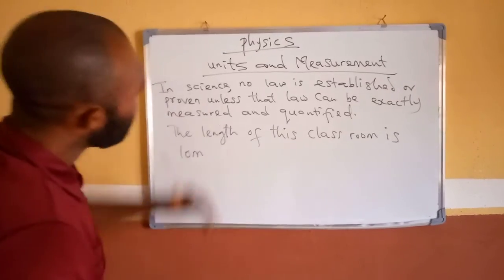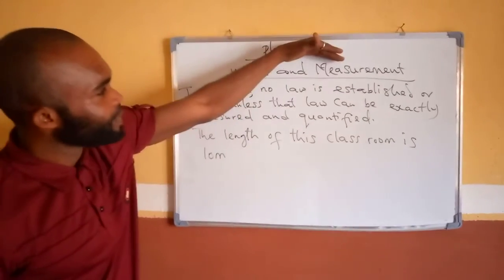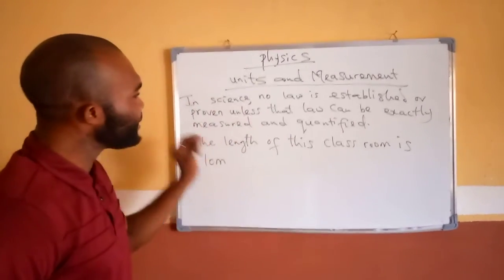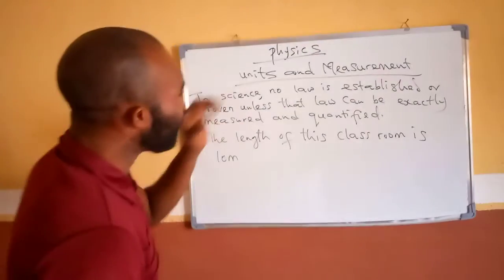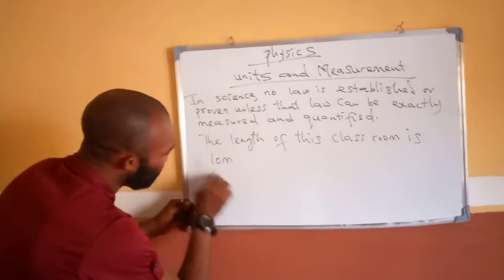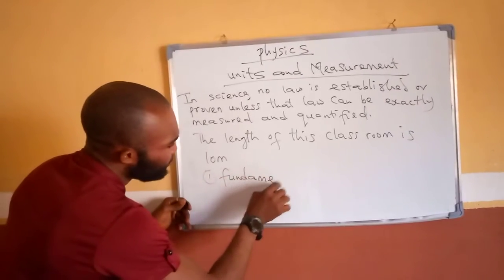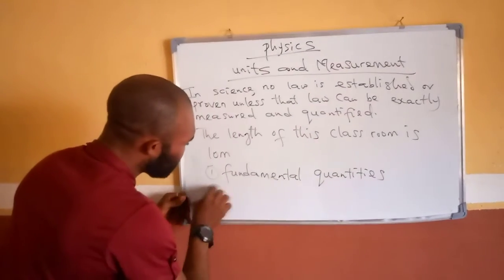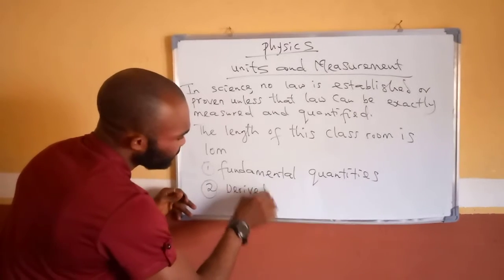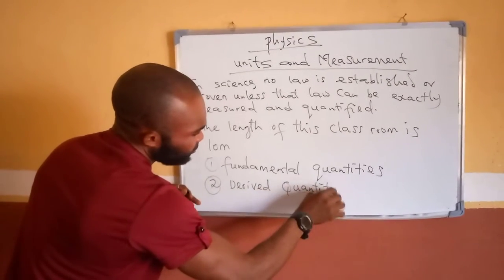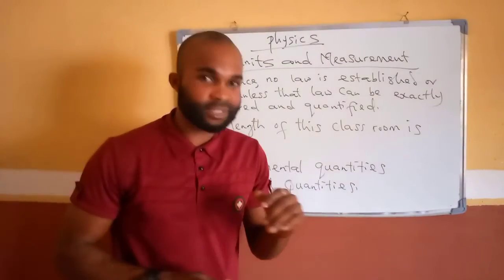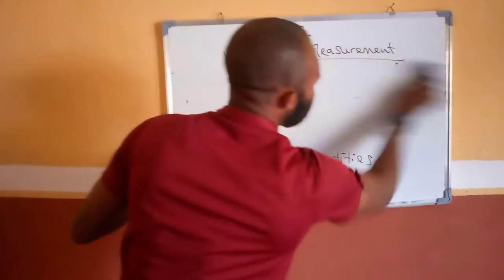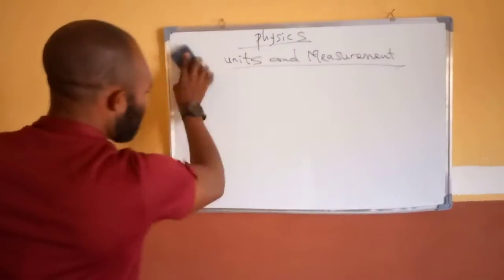Let's continue. I have been able to explain to you what measurement is in the field of science. In science, no law is established or proven unless that law can be exactly measured and quantified. Under this measurement, we are looking at two things. Number one, fundamental quantities. Number two, derived quantities. We shall treat them one after the other. Let's start with the first one, fundamental quantity.